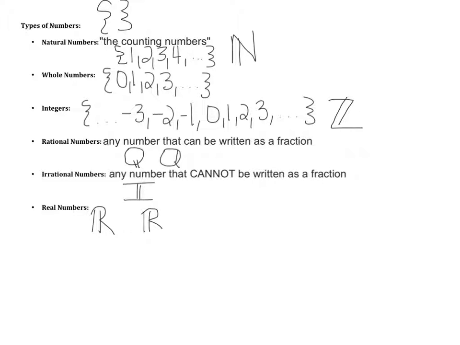Integers can be written as fractions, so any of the integers you can put over 1, so they're rational numbers. And then when we combine the rational numbers with the irrational numbers, we have the real numbers. So all of these number sets fit inside of all of the real number set. So in the next slide, you'll see that relationship.